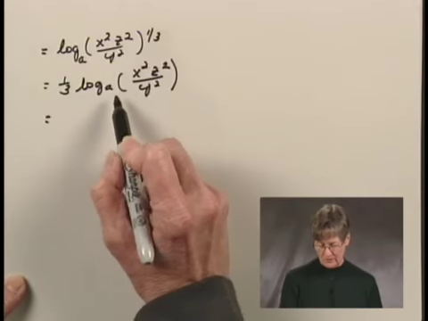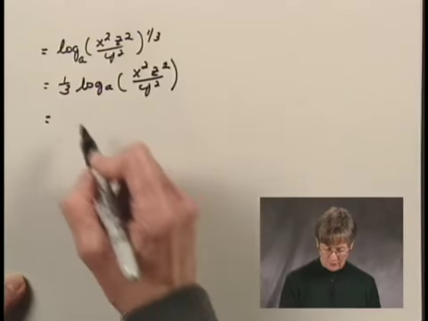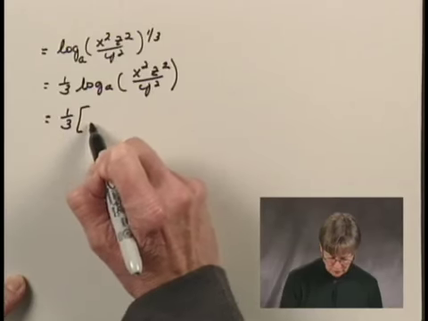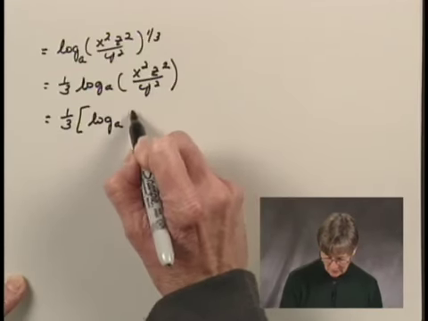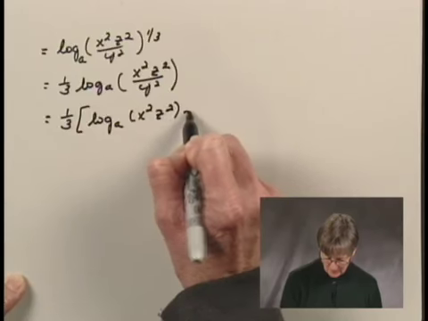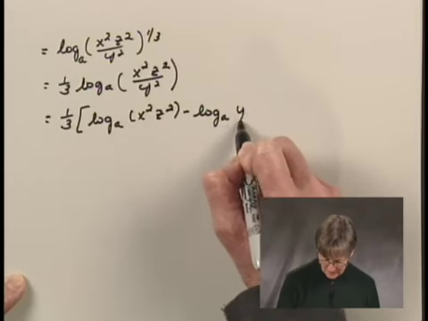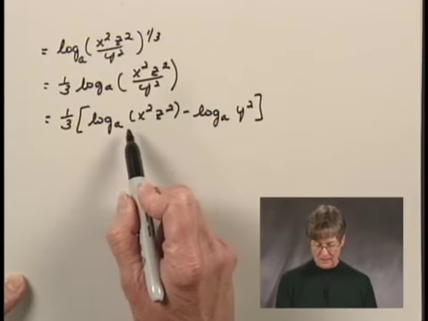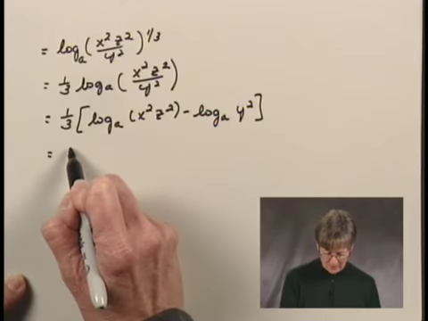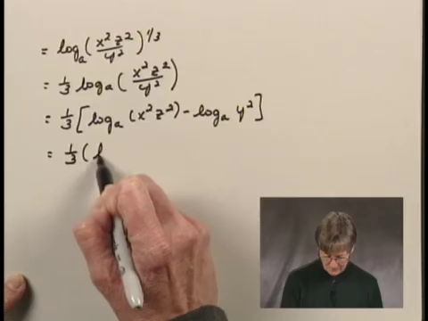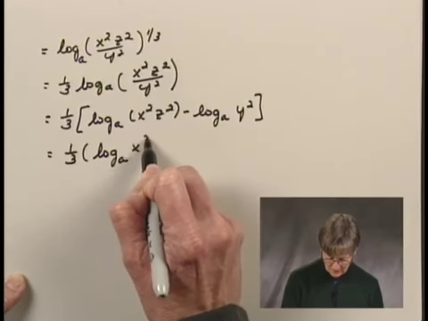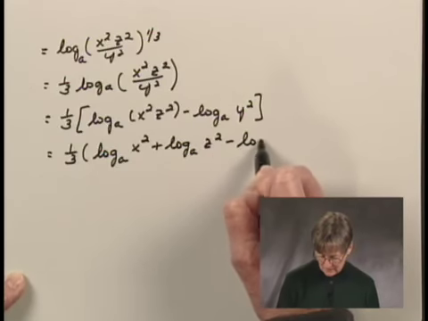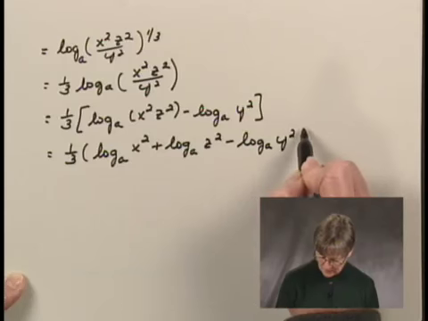And now I'm going to use the property of logarithms involving the logarithm of a quotient. I can write this as 1/3 times the log base a of the numerator, x squared z squared, minus the log base a of the denominator, y squared. And next I'm going to look at this logarithm of a product and write it as a sum of logarithms using another property of logarithms. So I'm going to write this as 1/3 times the log base a of x squared plus the log base a of z squared, and then I have minus the log base a of y squared.